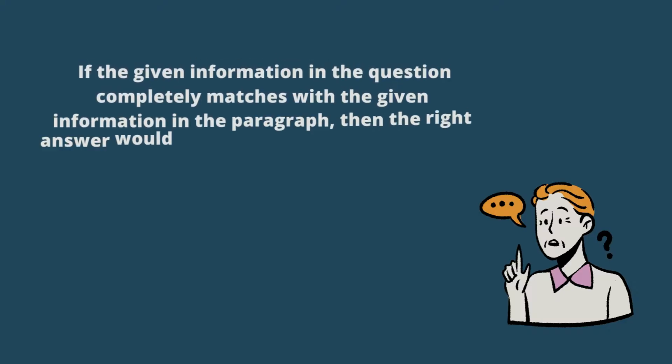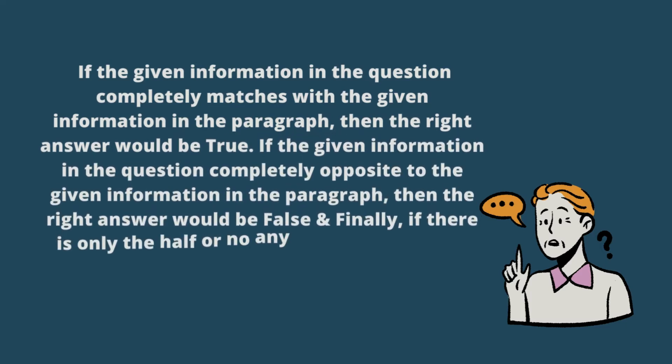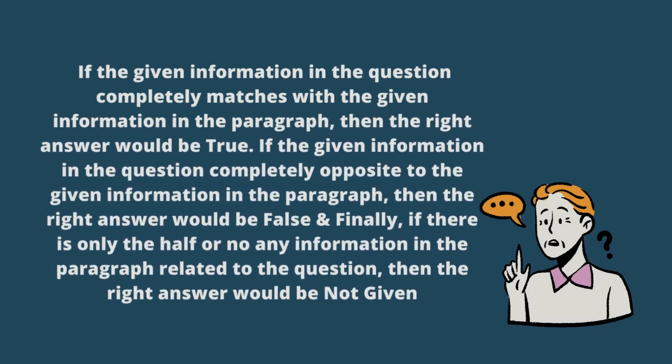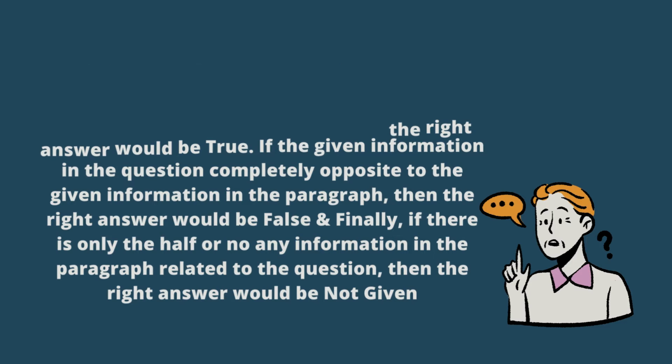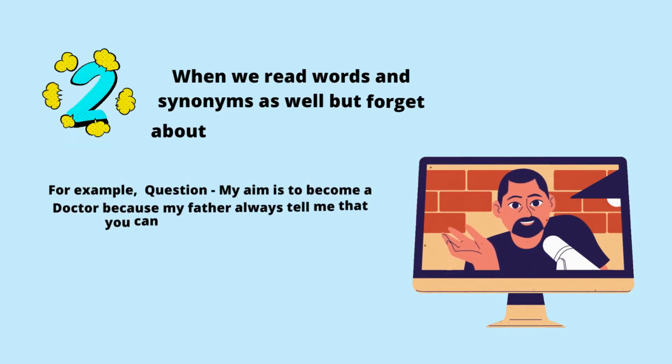Before moving to the next situation, I want to make it clear to you that if the given information in the question completely matches the information in the paragraph, then the right answer would be true. If the information in the question is completely opposite to the information in the paragraph, then the right answer would be false. And finally, if there is only half or no information in the paragraph related to the question, then the right answer would be not given, and in the situation that we have discussed, the same thing has happened. Now let's move on to the second situation.